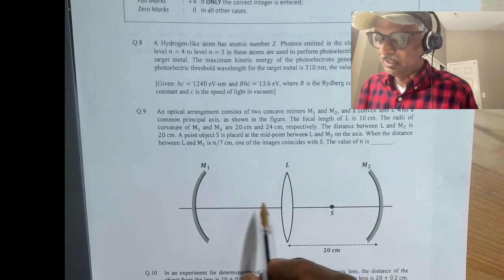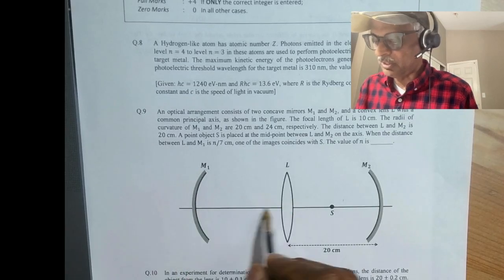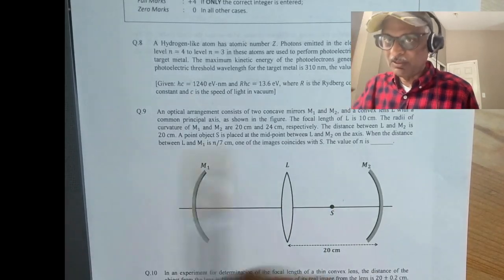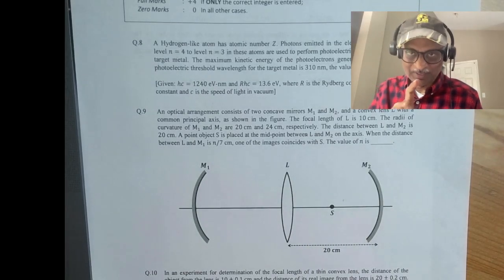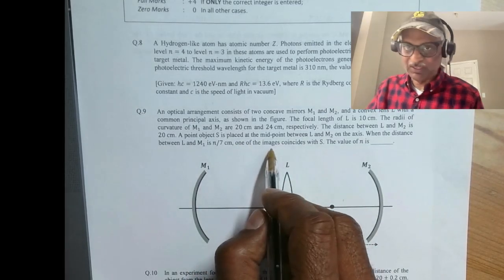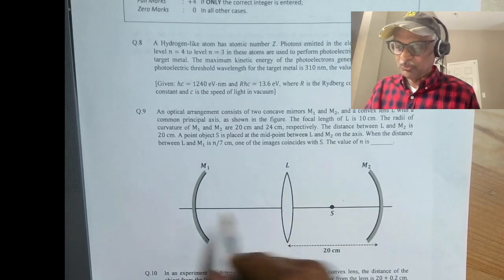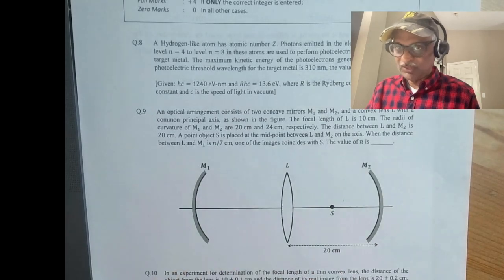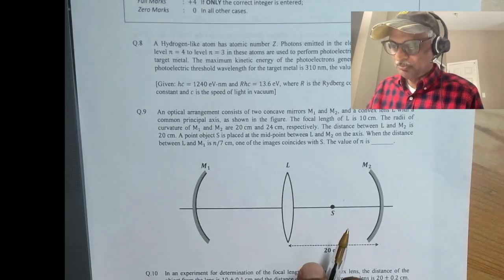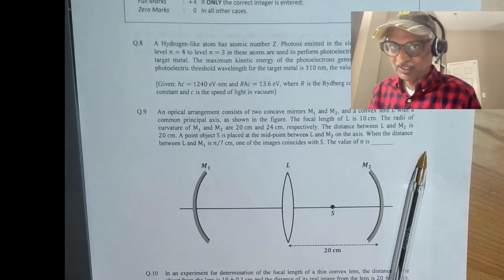We're supposed to find this distance from here to here, so that one of the images coincides with S. There are multiple images, but we need to find only one. You don't need to find all of them. Let me redraw this and tell you my strategy for doing it.